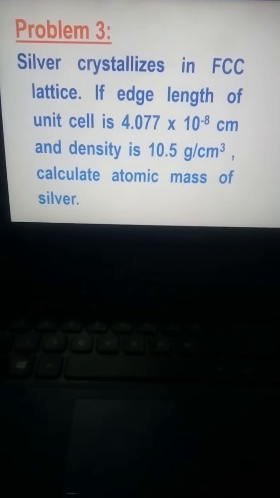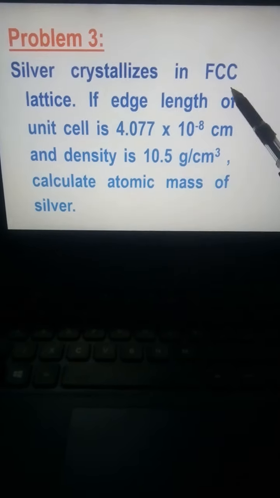If you do the calculation here, it will come out ultimately as 10.5 gram per centimeter cube. So this is the density of silver that we had to find out. This way we can find the density from the given data. Next we will see another problem here. So you see the problem first again.